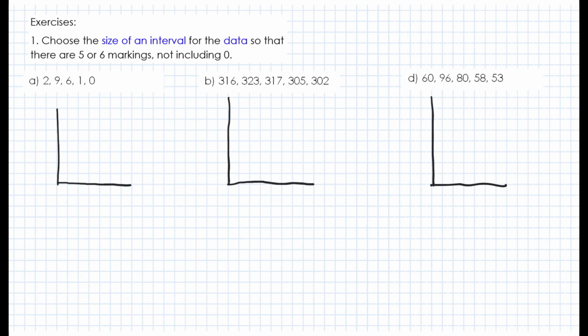So here we have some examples. Choose the size, the intervals. So what could you skip count by? Well, here's the first one. The numbers are 2, 9, 6, 1, and 0. A good scale would be skip counting by 2s. Here is another one. Oh yeah, and 0 would be here.